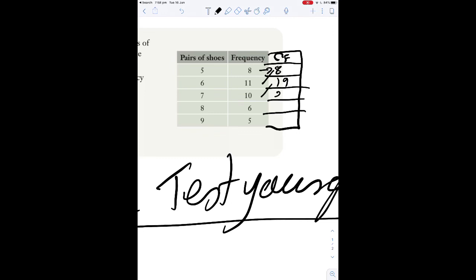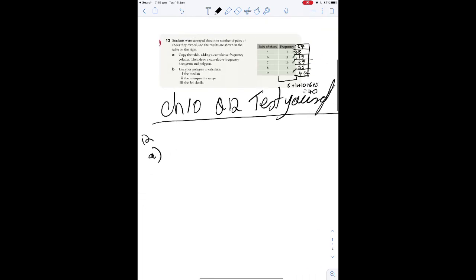19 plus 10 is 29. 29 plus 6 is 35. And 35 plus 5 is 40. A good way to measure if this answer here is right is by adding a total for your frequency. So you would do 8 plus 11 plus 10 plus 6 plus 5 on your calculator, and you should get the total to be 40. All right? Okay, let's get back to the question now.